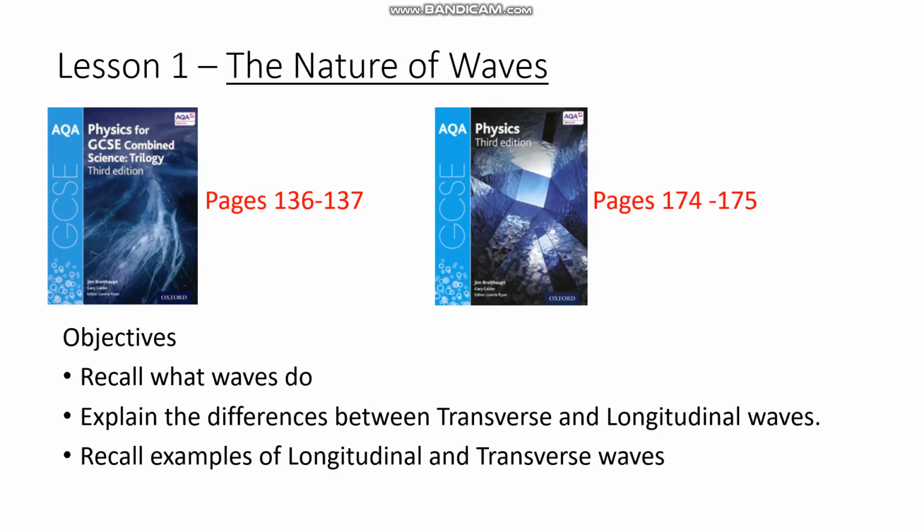In your notes then, for lesson 1 you need the title, The Nature of Waves, and if you're unsure about what I've said or would like a second point of view, you can find the contents of today's lesson on pages 136, 137 of the combined trilogy physics book, or pages 174, 175 of the specialist physics book. It depends what you're doing next year. If you're likely to do the separate physics, use the second book, 174, 175. If you're likely to do the combined, then obviously use the other book. They can of course be found on the Caboodle website.